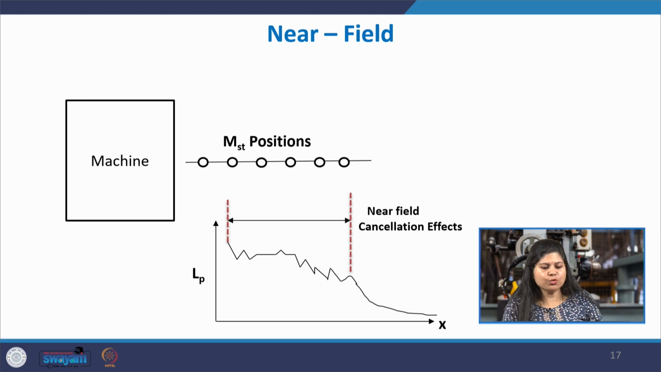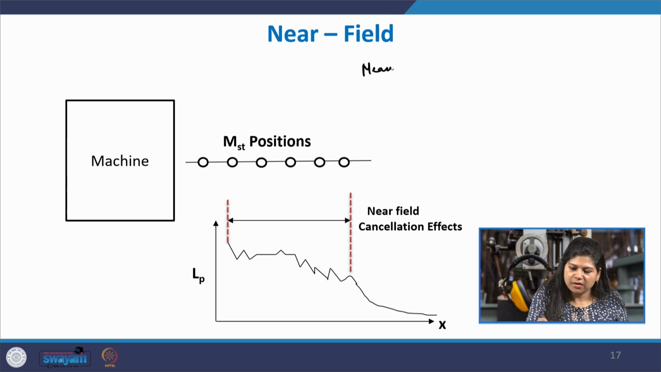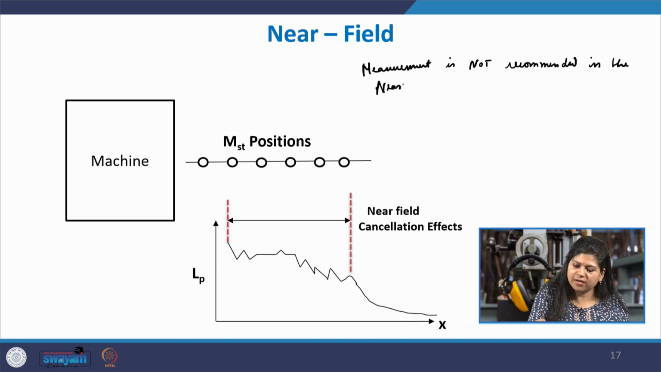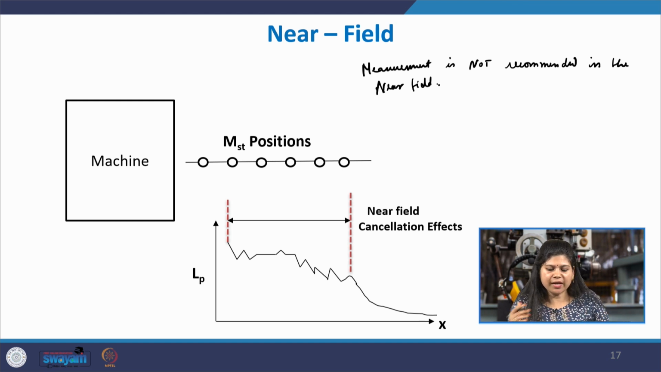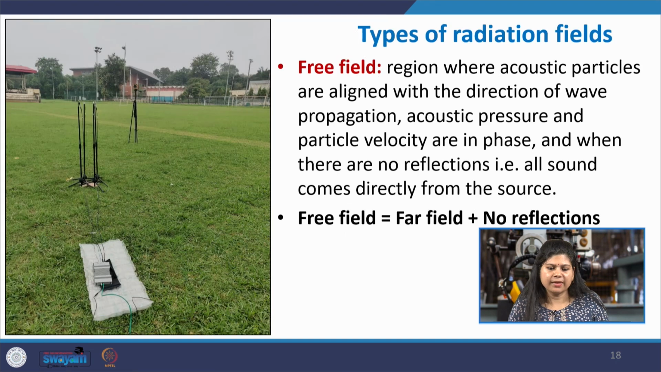So, we do not make measurements in the near field. Measurement is not recommended in the near field. As already stated, it is not a true representation of the source. There is a lot of near field cancellation that happens, and it is only after that that it starts behaving like what we have studied. Okay, so that is the thing.